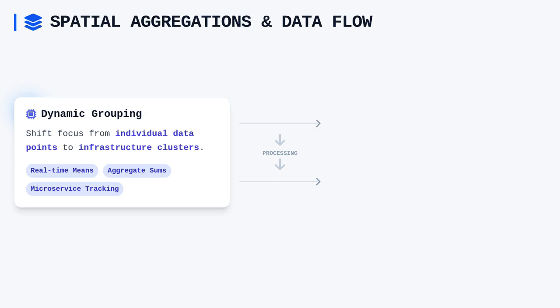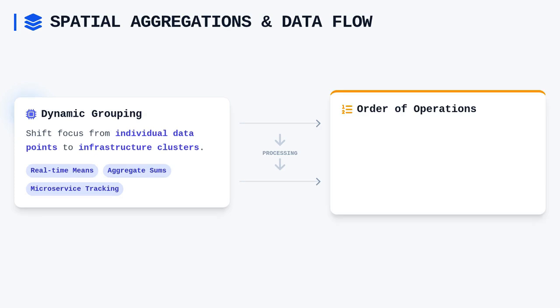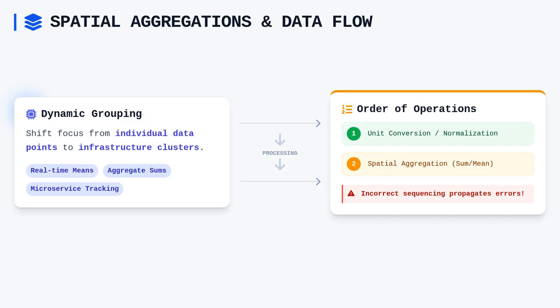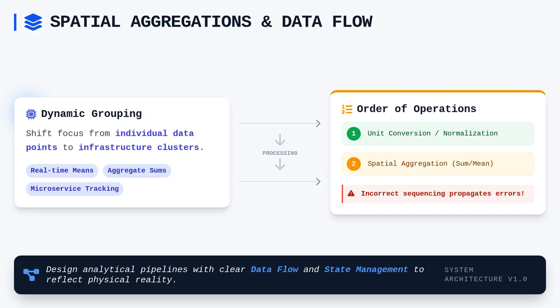As we apply these transformations, we also need to consider the mathematical order of operations, especially when signals are processed in cascading streams. Incorrectly sequencing these functions can lead to flawed analytical outputs, such as calculating a sum before performing a unit conversion, which propagates errors downstream. Proper calculation ordering ensures that the final result reflects the physical reality of the environment. Consequently, we must design our analytical pipelines with a clear understanding of data flow and state management.